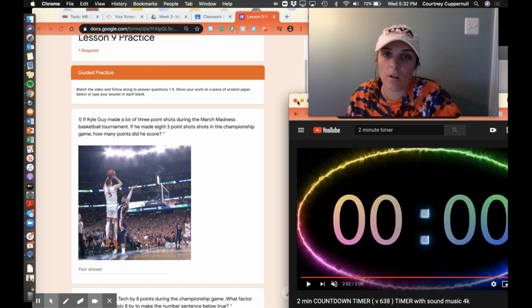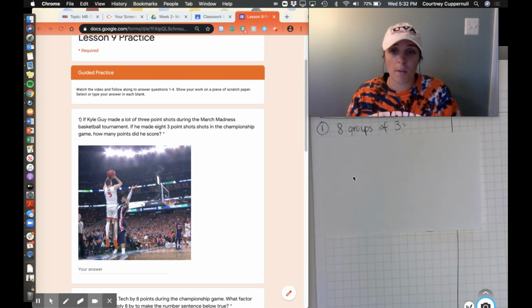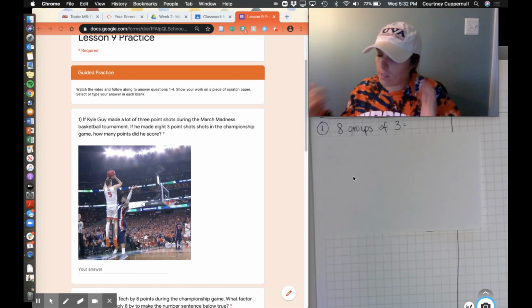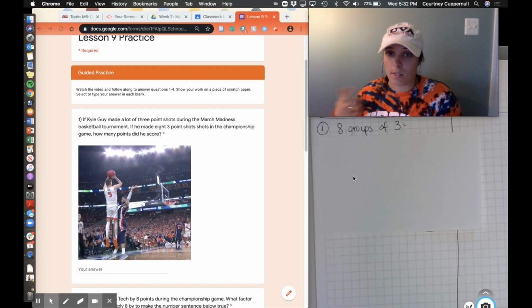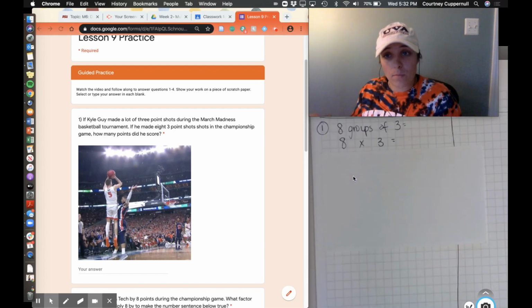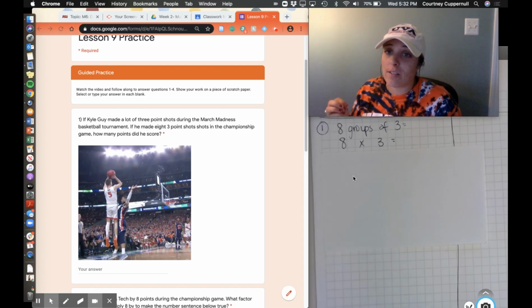Let's reveal. So hopefully you recognize that this story problem is talking about 8 groups of 3. He made 8 shots. Each shot is worth 3 points. So he has 8 groups of 3 points. So I always like to write the groups up just to remind myself. So 8 groups of 3, which I know means 8 times 3 because groups of is how a mathematician would read that multiplication side. So I said 8 times 3.